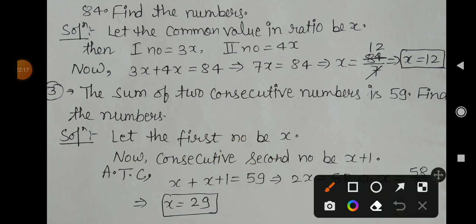How to get it? You have to add here, 29 plus 1, that value is 30. So with the help of these steps you find your answer. Students, I feel you understood how to solve this type of question. When this question comes in your exam, you have to solve it properly.